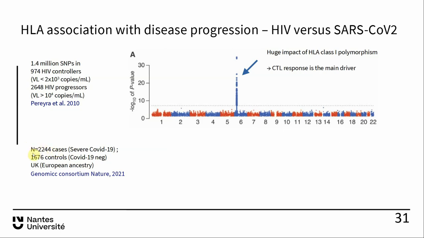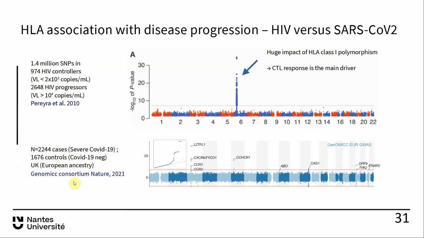So there were a few of these studies done. This was one of the biggest ones, with 2,244 cases who were patients with severe COVID-19 and 1,676 controls who hadn't been infected. So this is the global general population in the UK versus the patients who had severe COVID-19. And these were the results, with a few peaks coming out.